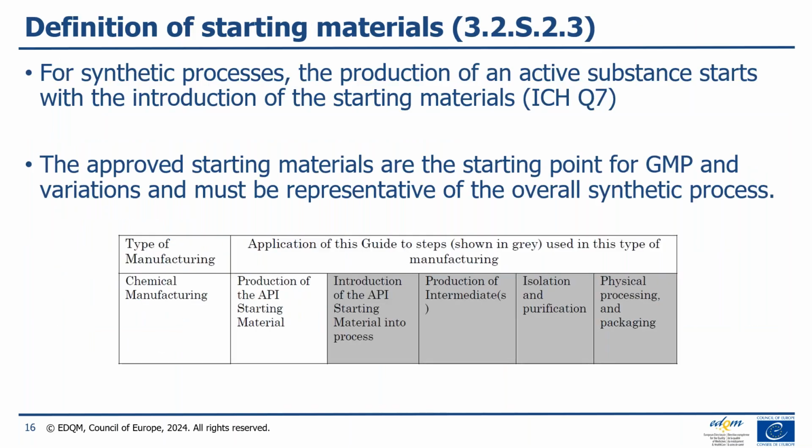Moving a little bit onwards, we come to section S2.3, and we will first tackle the definition of starting materials. For synthetic processes, the production of an active substance starts with the introduction of starting materials. This has been set for many, many years in ICH Q7. And the approved starting materials are the starting point for GMP. So variations must be representative of the overall synthetic process.